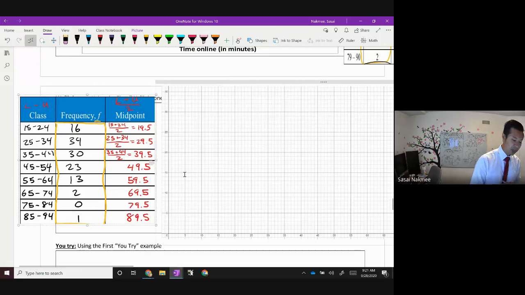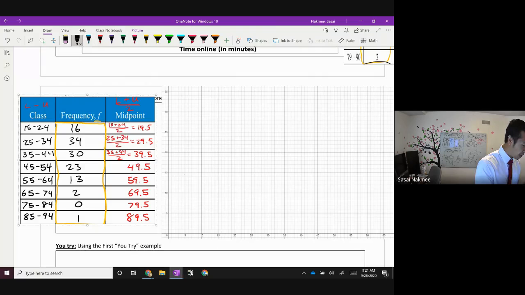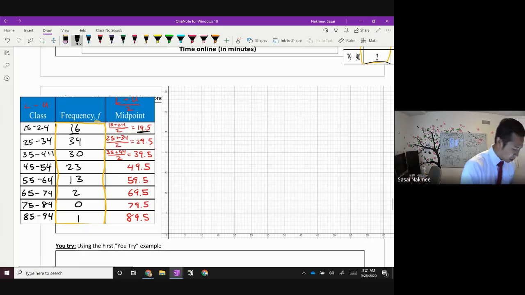Okay, so this is all we need, by the way, to make a frequency polygon. You just need the midpoint and how high does it go, right? So the first midpoint is 19.5, and has a frequency of 16. So 19.5 is right about here, right? And it has a frequency of 16, so I just go up to 16 and make a dot. Like that. Boom. And that's my first point. That's done. Okay?